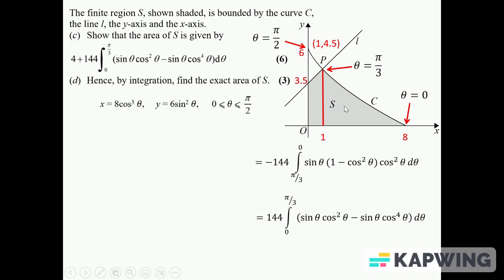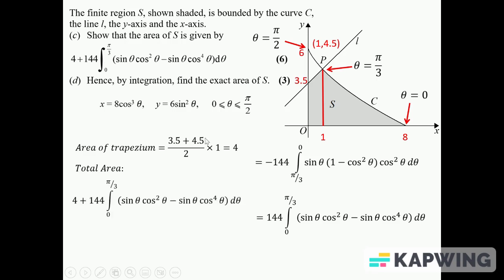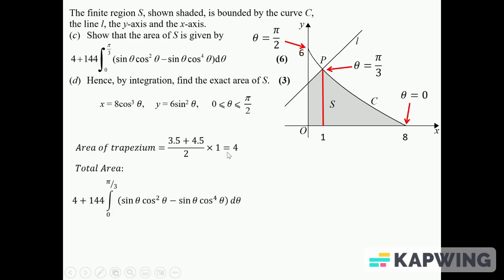The 4 is the area of the trapezium, so I'll just do 3.5 plus 4.5 for the parallel sides, divide that by 2 and multiply by 1. You'll need to show that because it's a show question. They'll need to see that sum somewhere. So the total area is what they say it is. And then find the exact area of S.